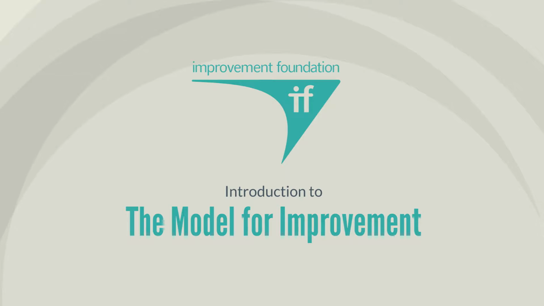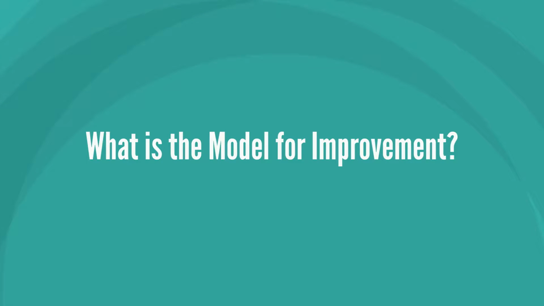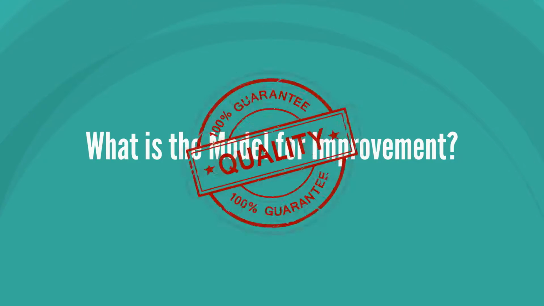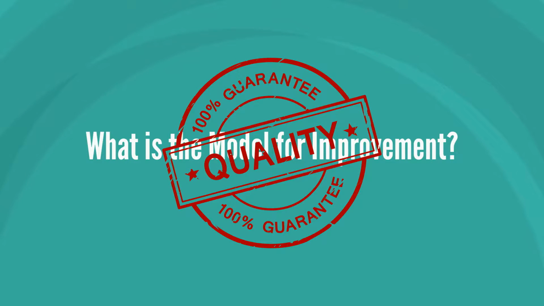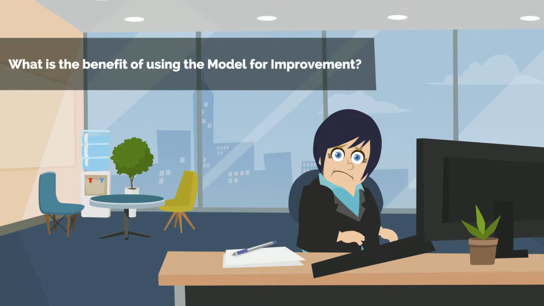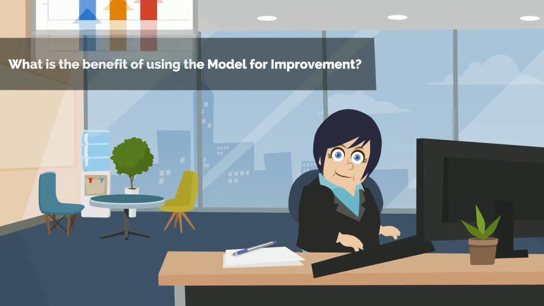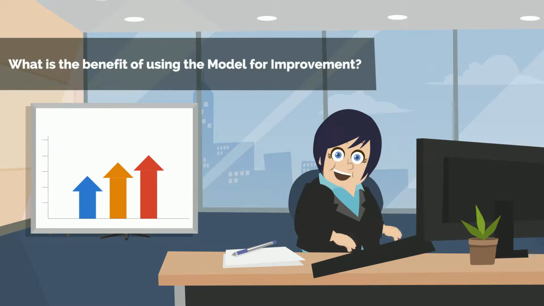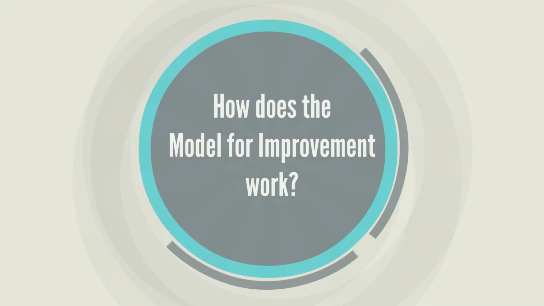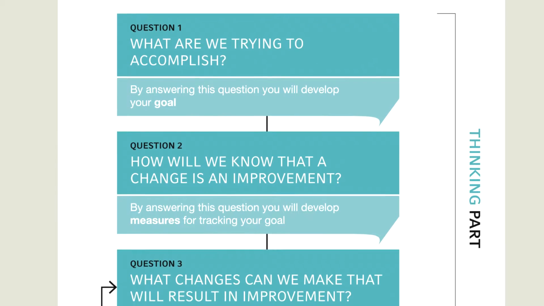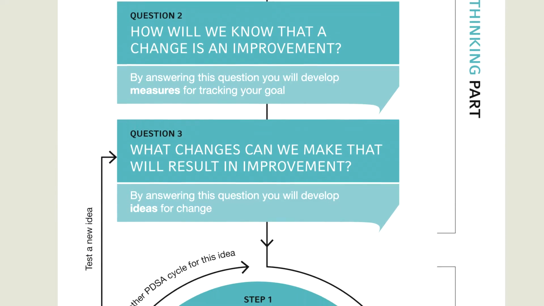This video will introduce you to the Model for Improvement. What is the Model for Improvement? It is a simple tool designed to test and implement change based on the principles of quality improvement. Why use the Model for Improvement? It has been designed to help you test changes you would like to make, to improve a process or a system in your workplace, or even your everyday life. How does it work? It is a framework for developing, testing, and implementing change.